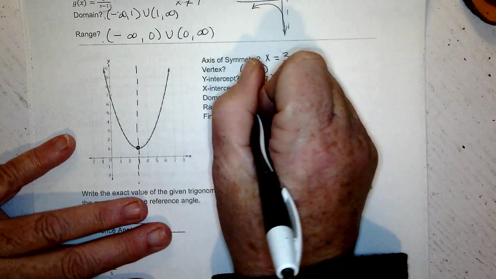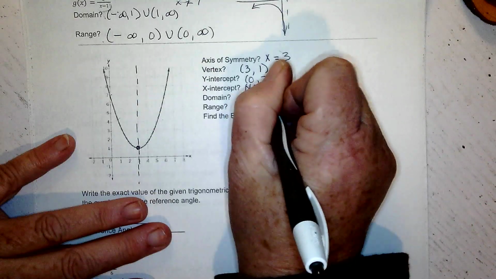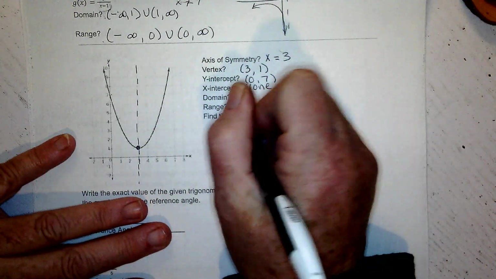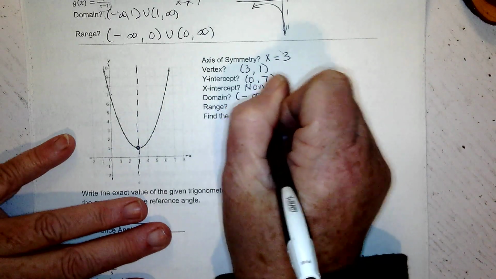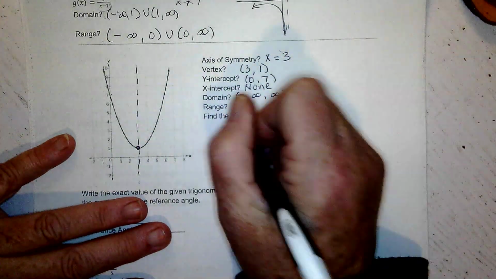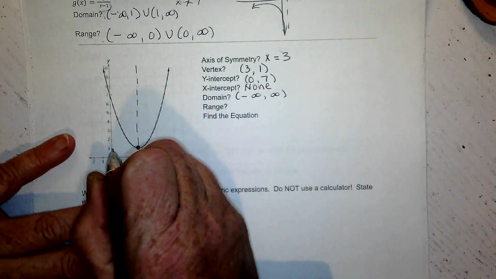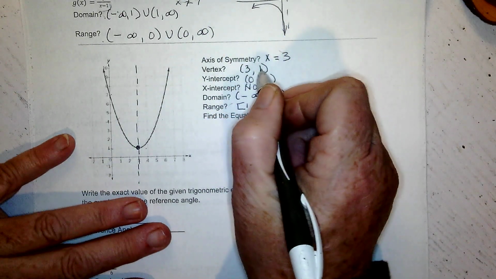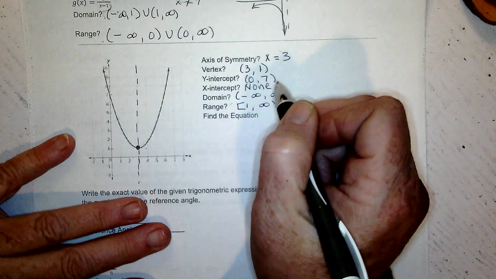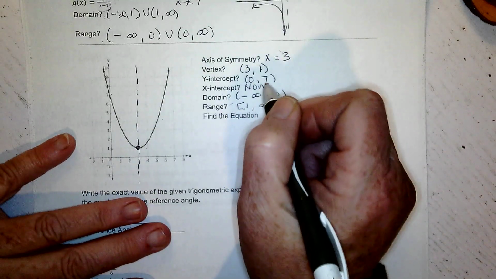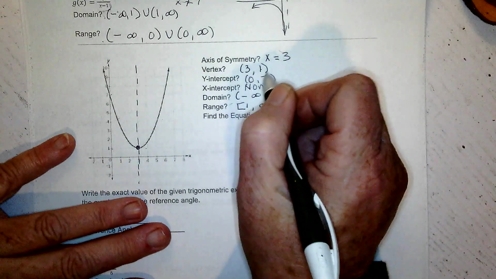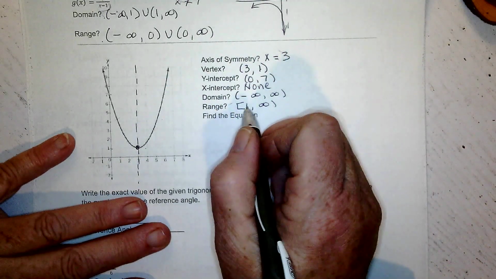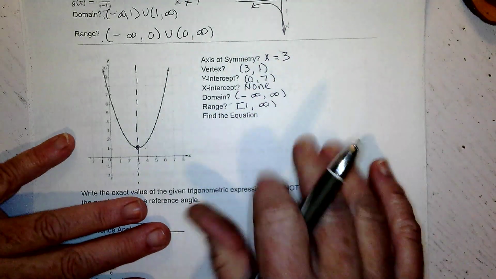My x-intercepts, there are none. You can write NA or none, D and E, pick a word. Our domain for a quadratic is always negative infinity to infinity. And our range is starting at 1 included and going up to positive infinity. It starts with your y from your vertex, not with your y-intercept. Some folks got confused by that. Your (h, k), it's the k. So from k included to positive infinity.